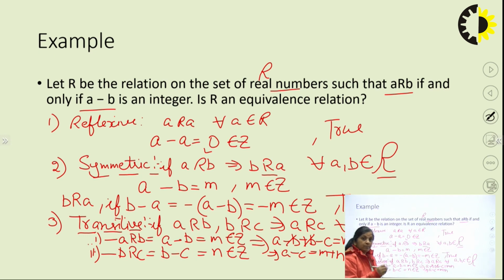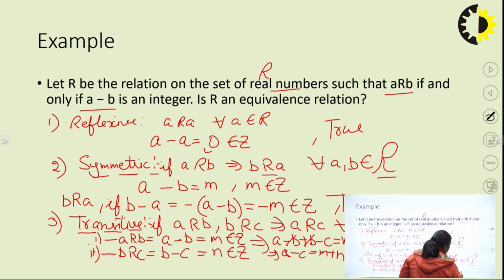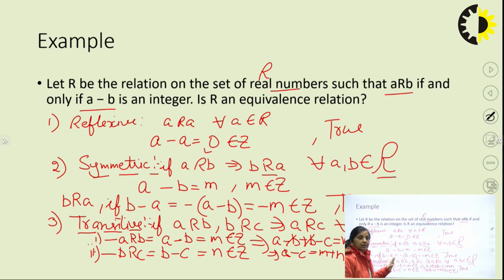Now we know M belongs to the integers as well as N belongs to the integers. From integer arithmetic we know that the addition of two integers is always an integer. So A minus C is M plus N, and M plus N is also an integer. So the transitive property also proved to be true. Okay, so this is an equivalence relation.